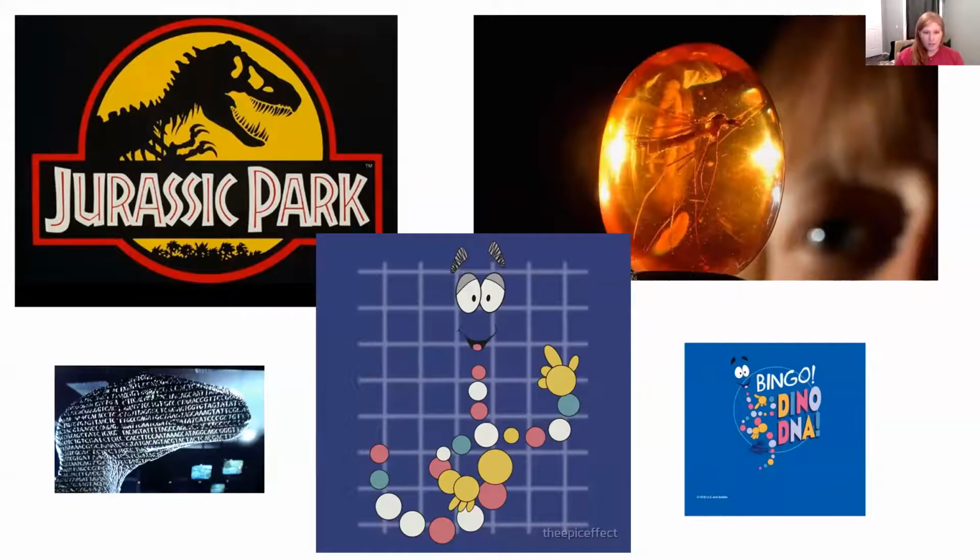Anyway, if you remember that Jurassic Park took a mosquito that they found encased in amber, okay, which is like a petrified tree sap that trees have.